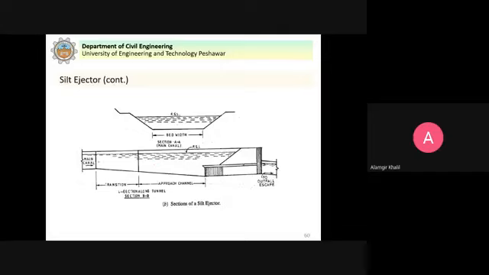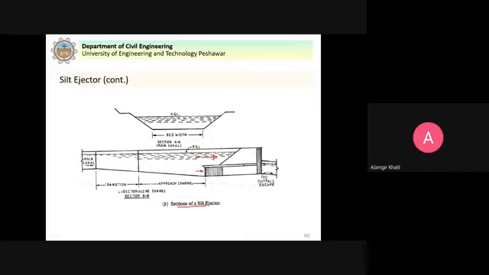So you can see here that this is the section. This slope is provided, so silted water will enter into these tunnels and relatively silt-free water will continue to flow into the canal. So these are properly designed, clear? This is what you see here.